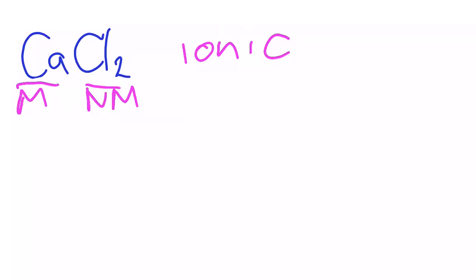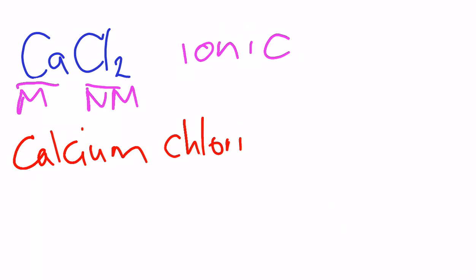So to name this then, you would write the name of the cation. The cation is calcium, so you'd write calcium. And then you're going to write the name of the anion, and you're going to change the ending of this anion to IDE. So the suffix is going to be IDE, so calcium chloride. Let's look at another one.